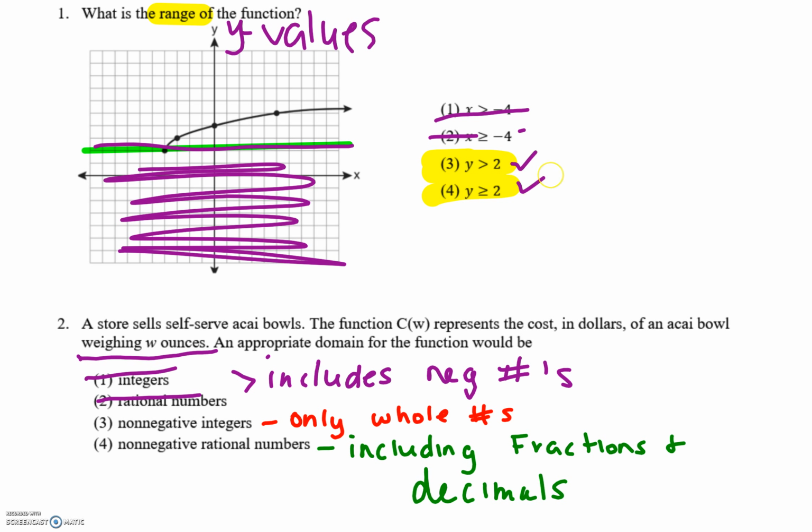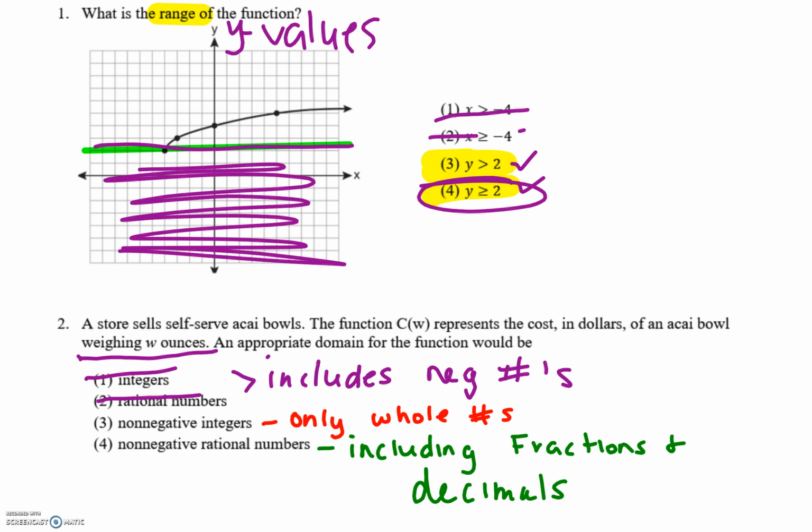So that leaves us between 3 and 4. And it is a closed circle. So that means we're going to pick the inequality that says greater than or equal to, the one with the line underneath it. For 2, we're talking about the domain being the weight in ounces.